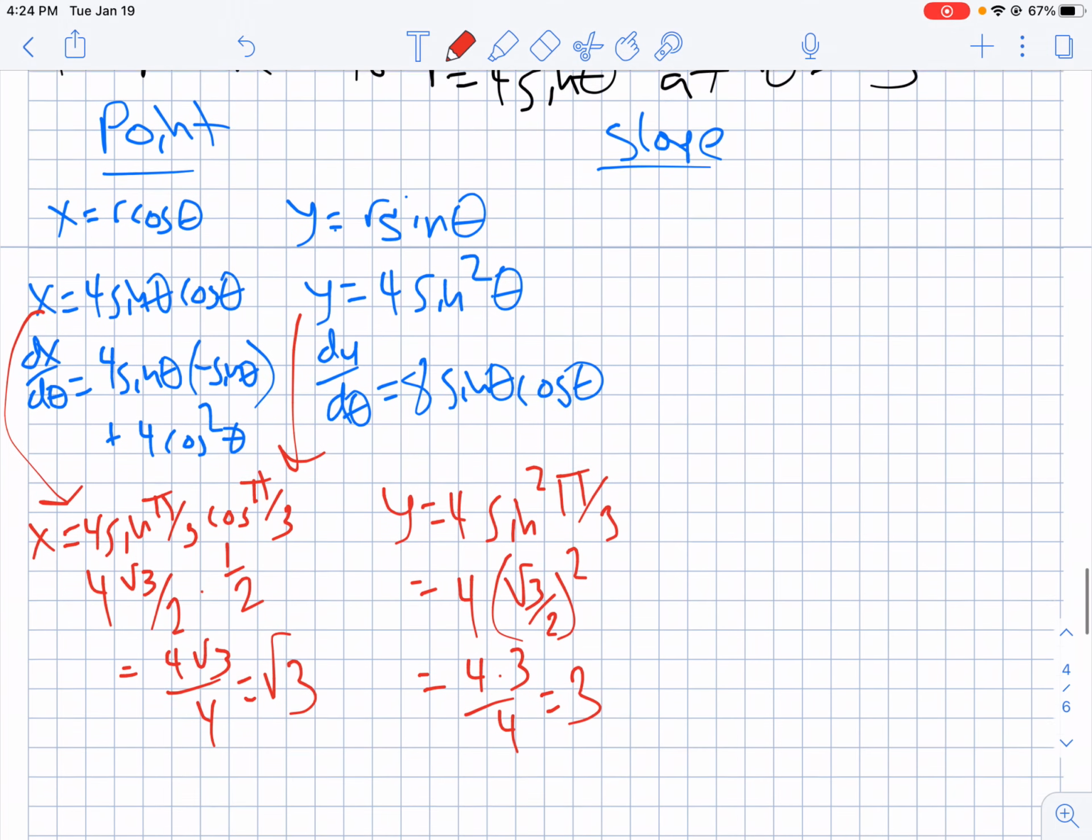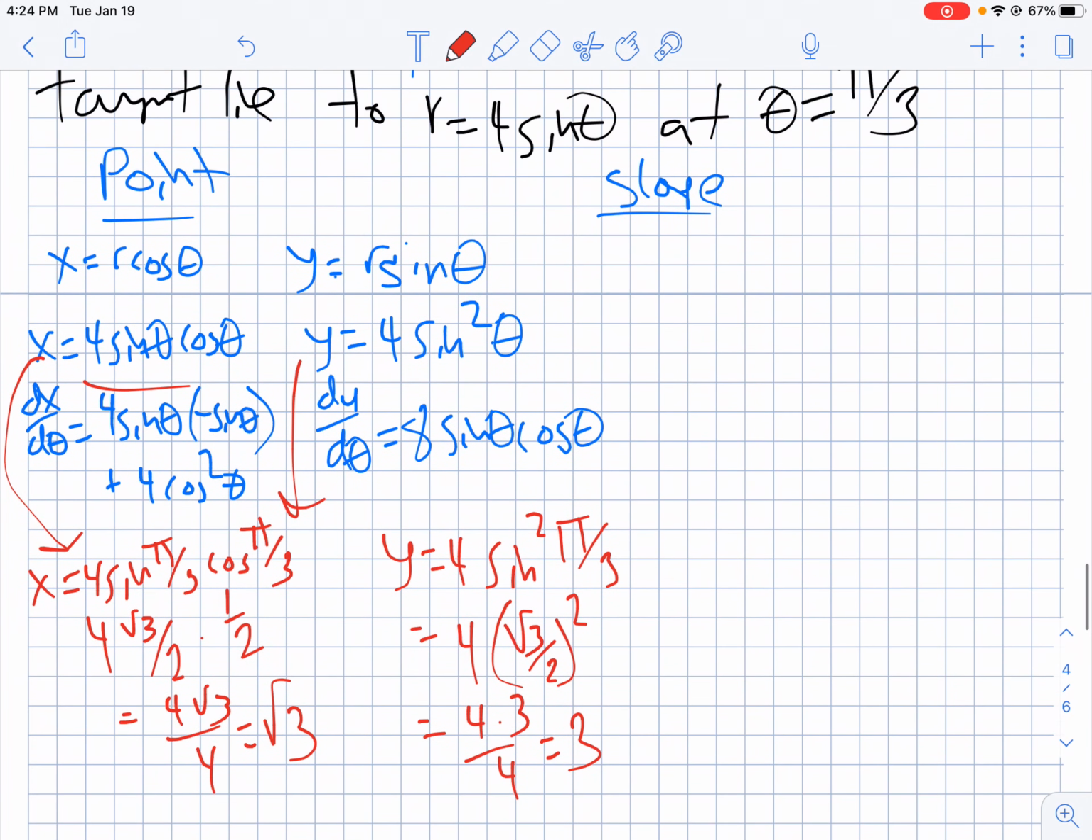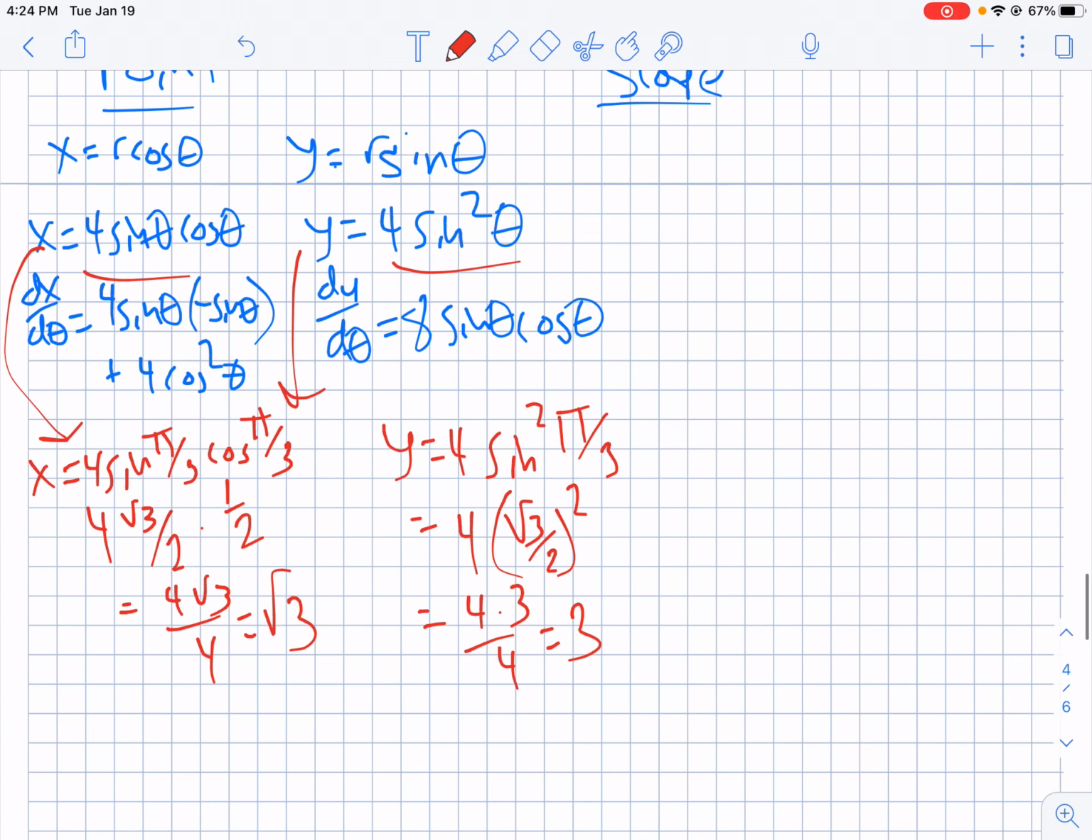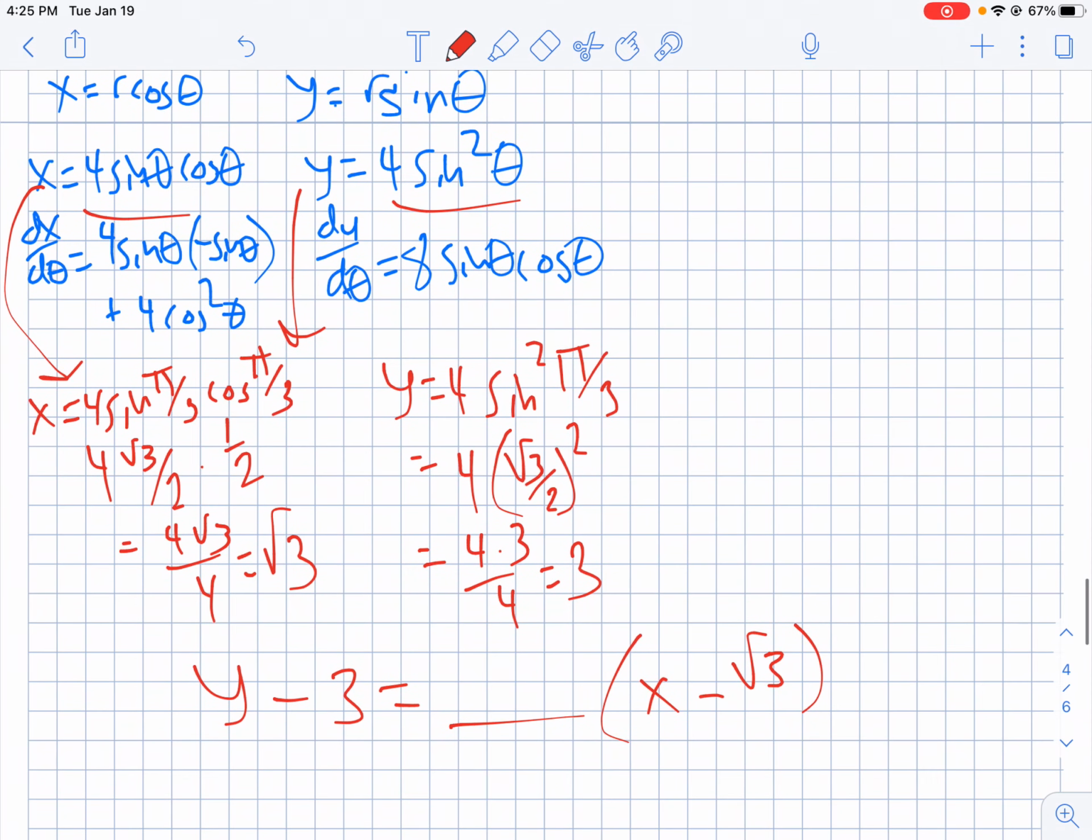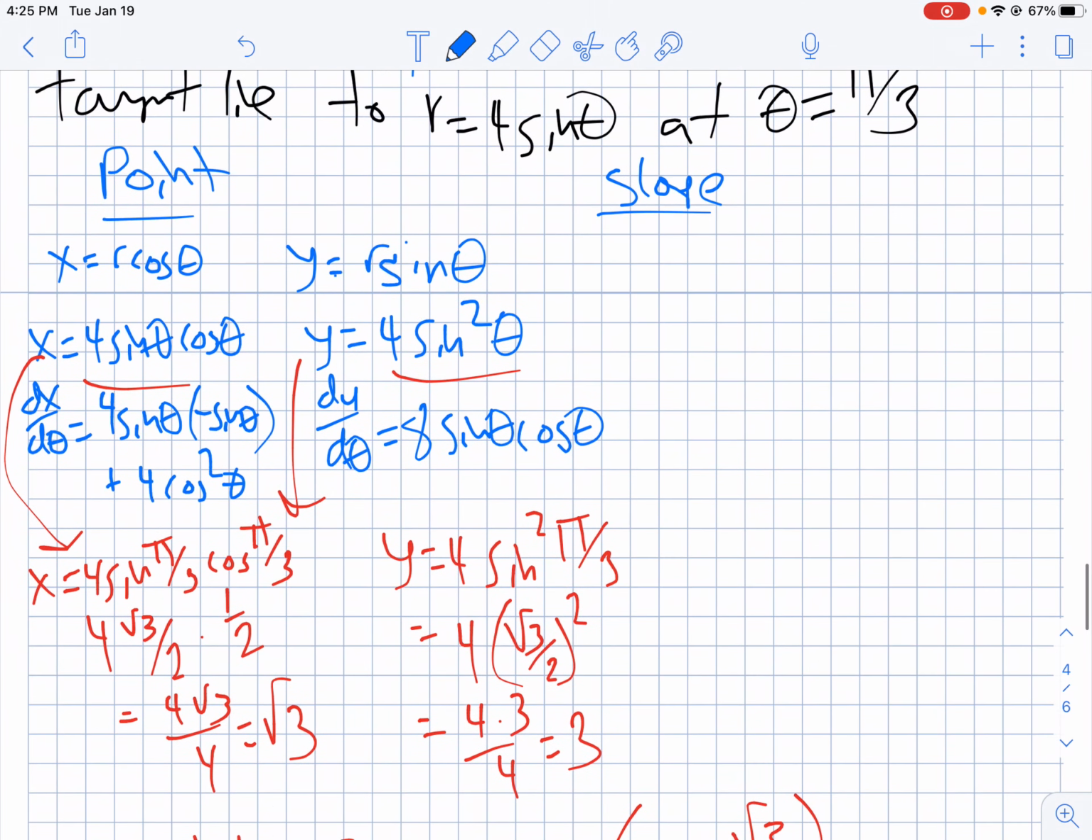Cool. So if that's my point, and again, I just use the x and the y equations to find the point, I know it's going to be y minus 3 equals some slope times x minus root 3, excuse me. And then the slope of my tangent line is dy dx. Okay, so I'll just go back, I'll use a different color, purple, and I already found those, right?